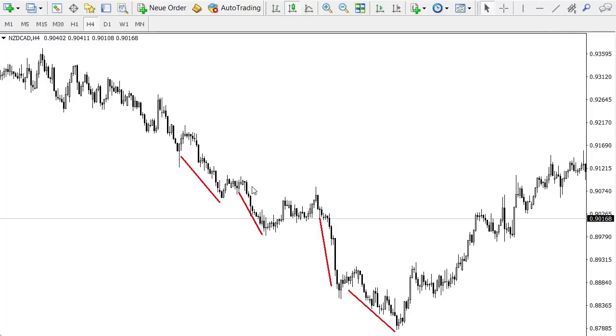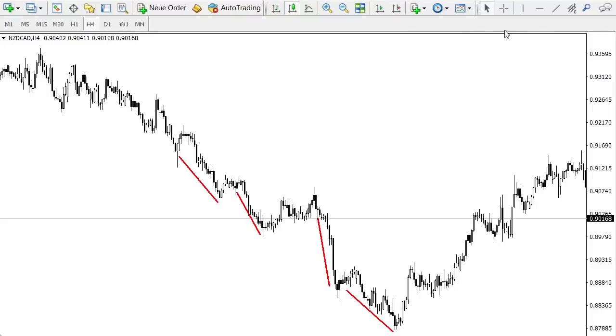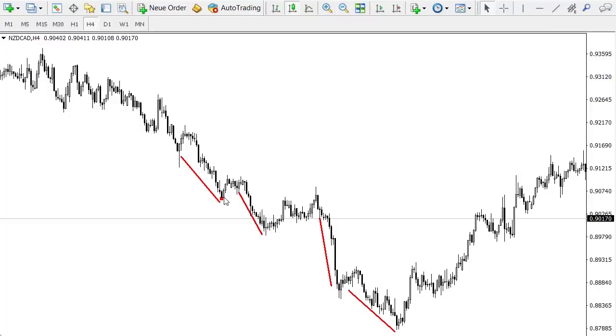And in between those moves, you have little periods where the price is going against the trend direction. Those are called corrective waves, as the name suggests. They are little corrections where the price moves a little bit into the opposite direction.